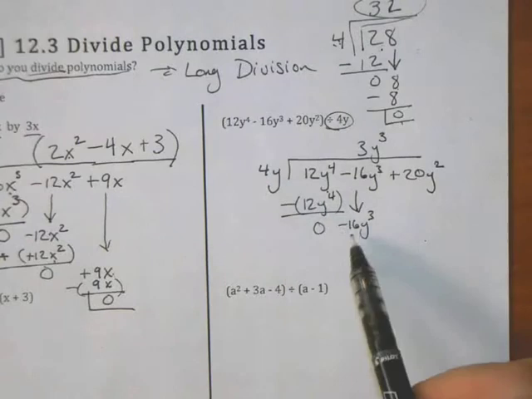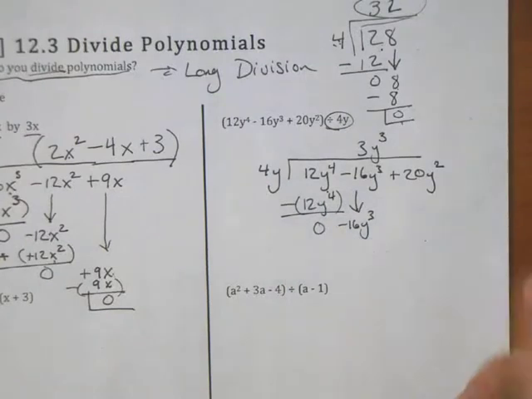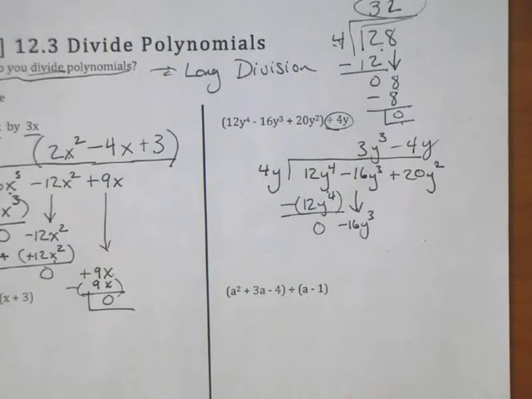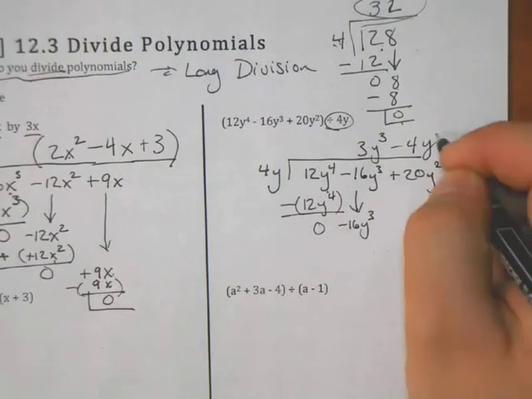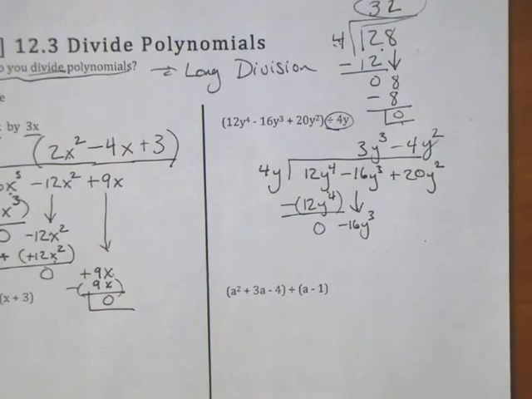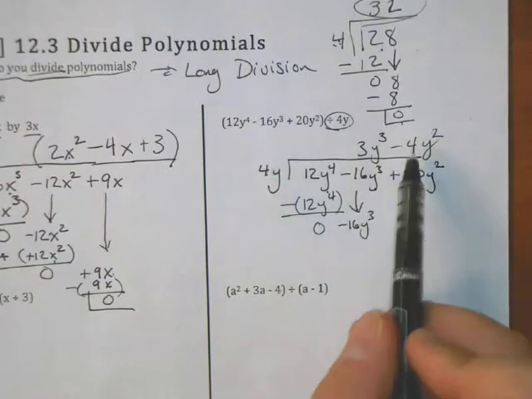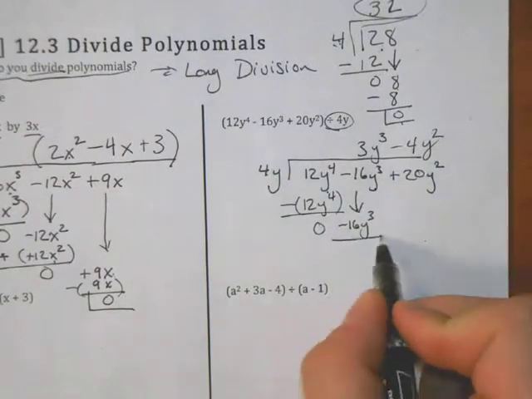Start over. What times 4y gives this group? Negative 4. Why negative? This is the way you have to do it. It should be negative 4y squared. y times y squared is y to the third. 4 times negative 4 is negative 16.